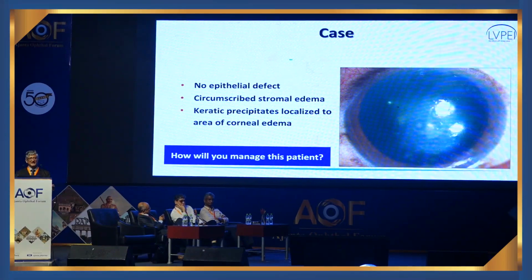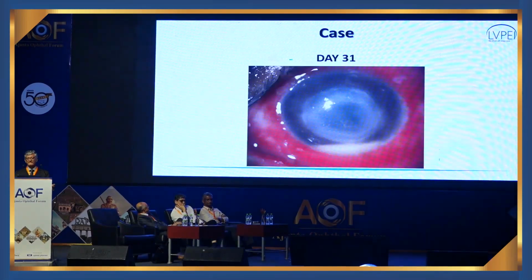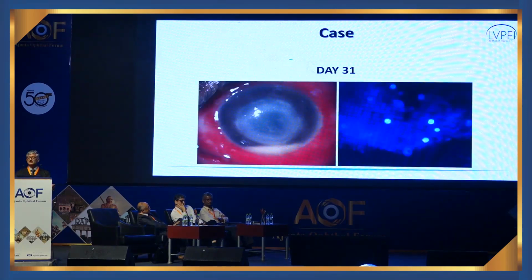I am sure, again like the first patient that I showed you, we will start the patient on corticosteroid therapy. We did the same on day 11. The patient had a picture as shown on this slide. But by day 31, on corticosteroid therapy, the patient showed a frank ring-shaped infiltrate with hypopyon, which on corneal scraping turned out to be acanthamoeba.